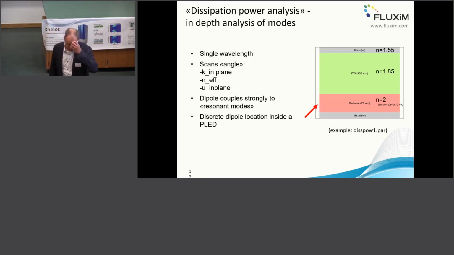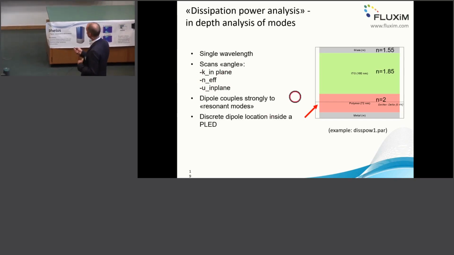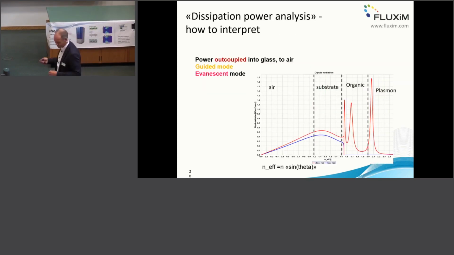And the power analysis is looking at more details of the modes. We can do different scans. As a variable, we can choose, instead of angle, the option to use u in plane. Remember, that's the k in plane divided by k. And we can also plot the k in plane itself or the effective refractive index. This is a simple example. This is power 1, I think that's the example we may open afterwards.